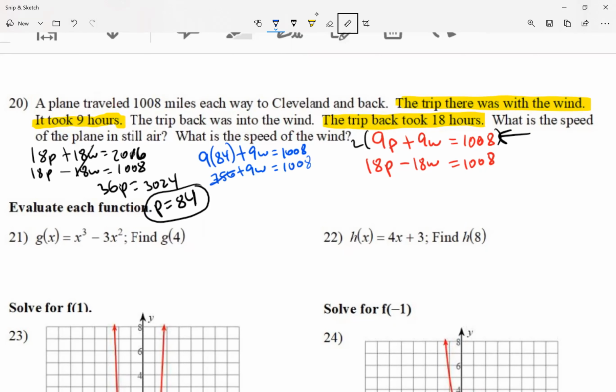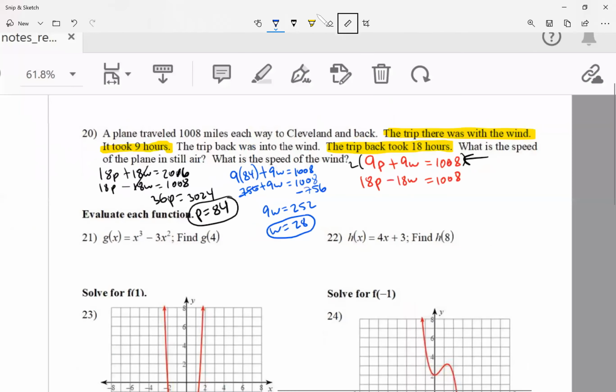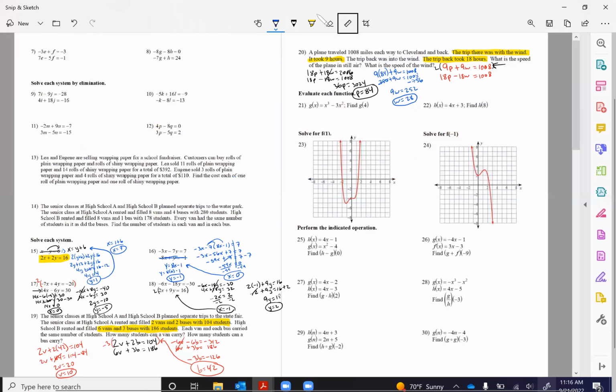The 756, let me move it over as a minus 756. So I'm going to say that 9W is equal to 252. When I divide both sides by 9, I get W equals 28. So there you go. The plane is going 84 miles per hour and the wind is going 28 miles per hour. Let me zoom out so you guys can take a screenshot of what we did today.